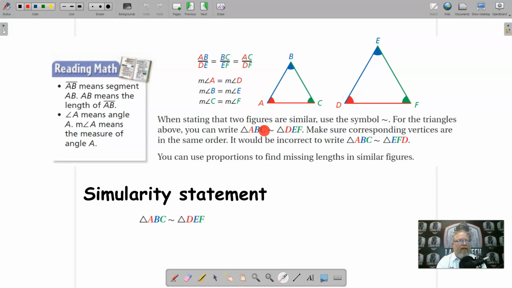And finally, angle C, here the green angle, corresponds with angle F, so F is listed last. So triangle ABC is similar to triangle DEF. And this right here that I'm highlighting is known as a similarity statement. I've put it down here to highlight that. The text does not mention that.